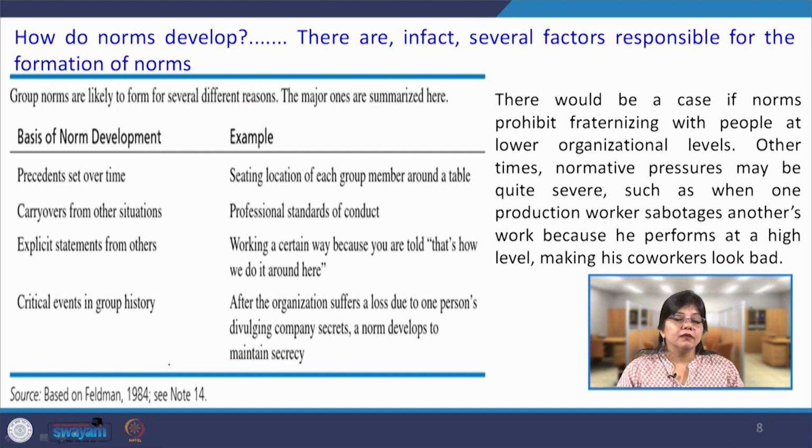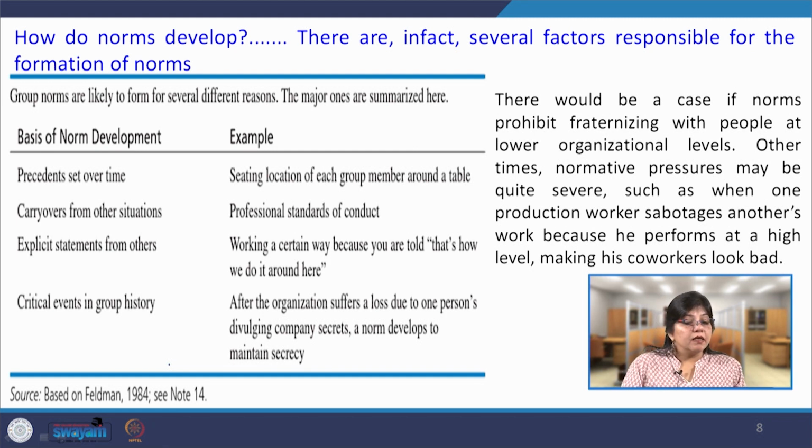But the question is, how do norms develop? They are not written, they are informal, but still they are being performed. So, there has to be a way that norms develop. There are several factors responsible for the formation of norms. Now, there are certain situational factors which determine how norms are formed.